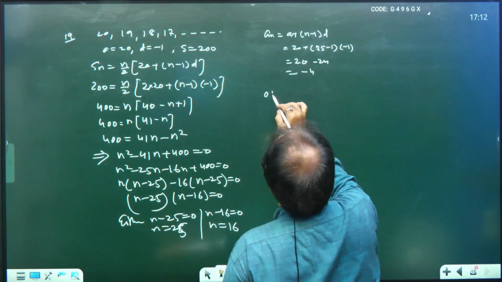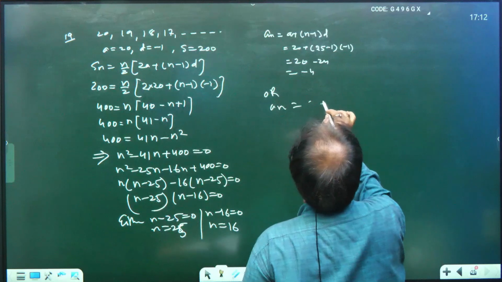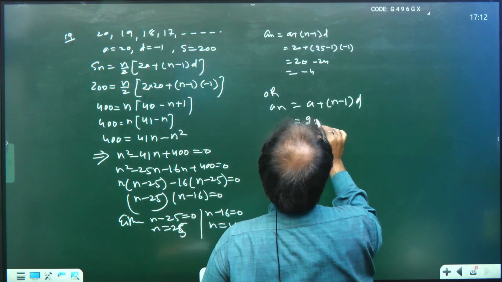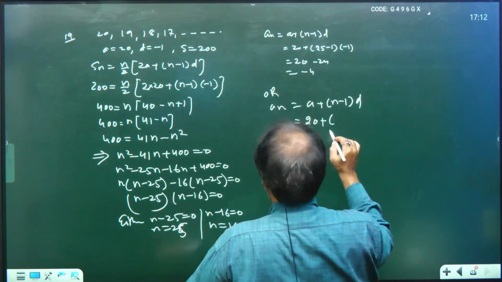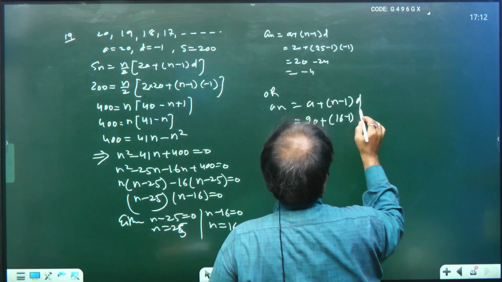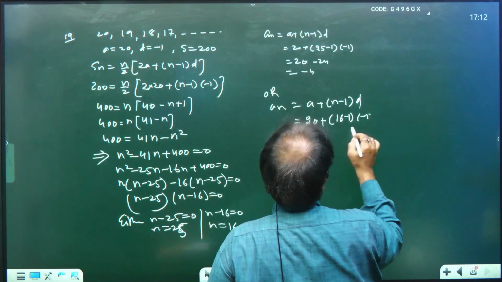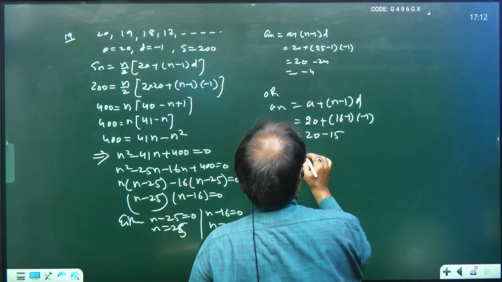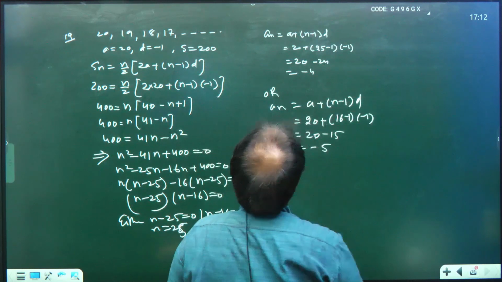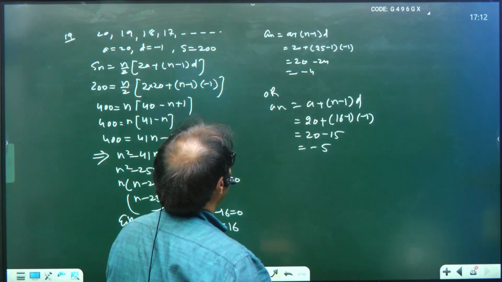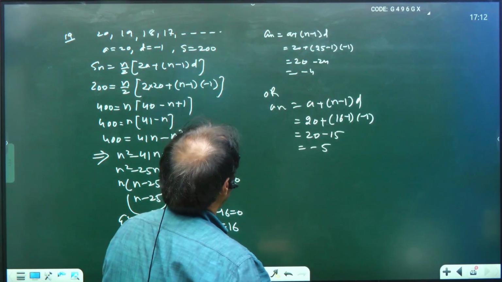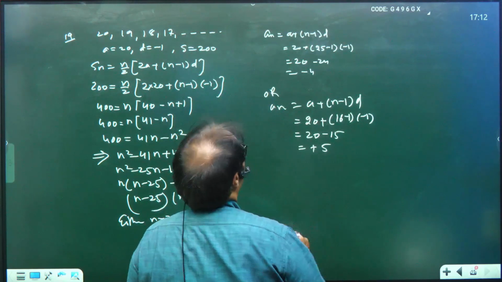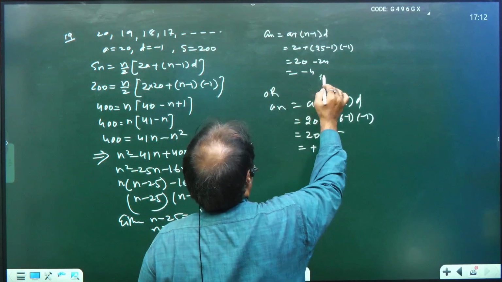So now the second case, an is equal to a plus n minus 1 into d. So a is given 20 and n is 16 minus 1, and d is minus 1. So this is 20 and 16 minus 1, 15. So minus 15. So 5. So in the top row it is 5. Sorry, it should be plus 5. In the first case, n is coming negative, so it is not possible.